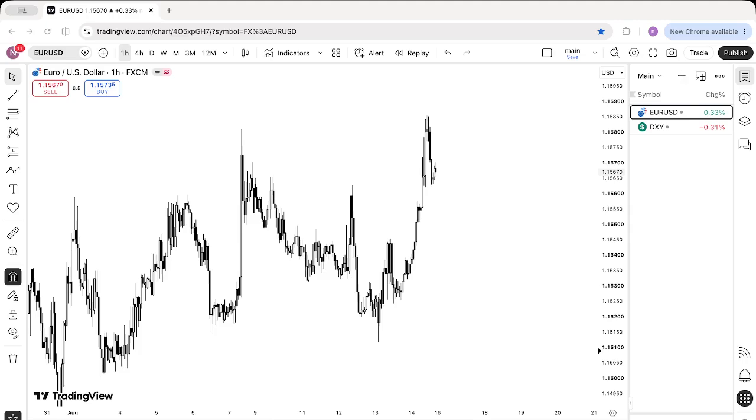I entered and I closed my laptop. And at the end of the day, I looked back, I took partials, and I put my stop loss in profit, just slightly.